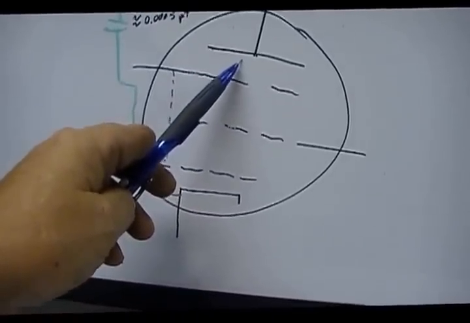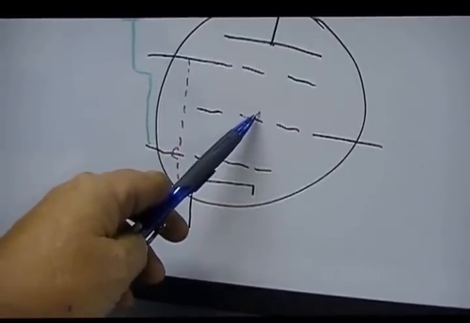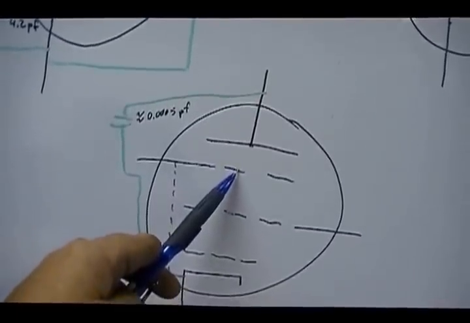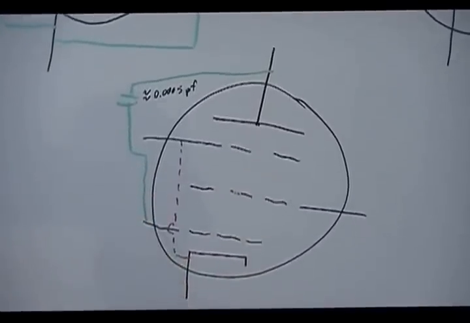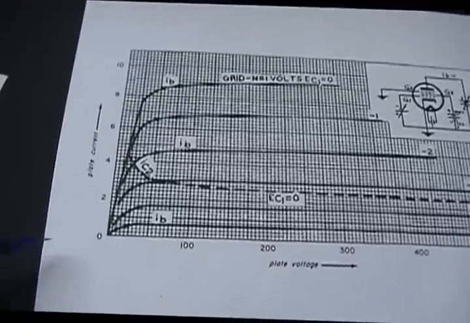Well, what happens now? Those electrons come out in this way. They can't get here. In fact, they don't even sense the screen grid. They see this negative, so they are repelled back to the plate, and that's where they head. And what that gives us is this kind of plate characteristics.